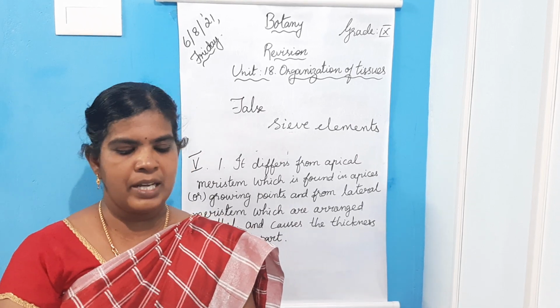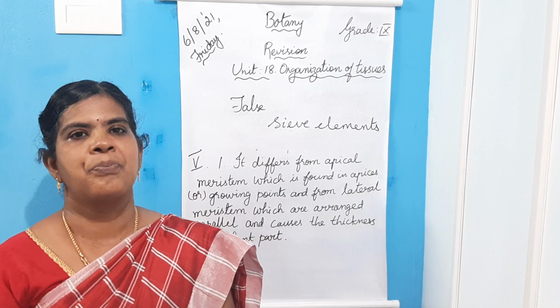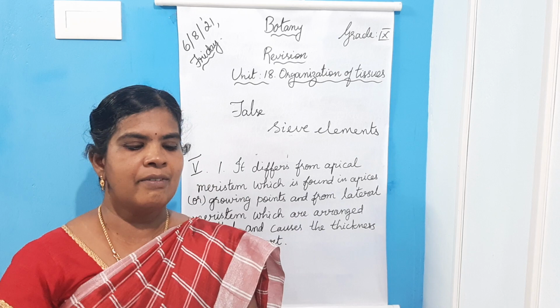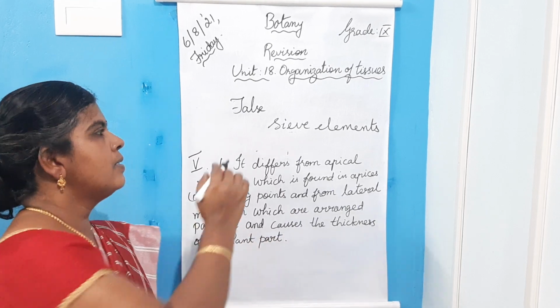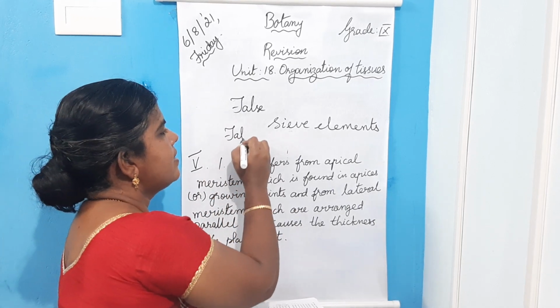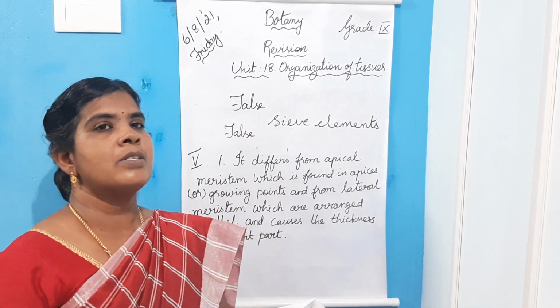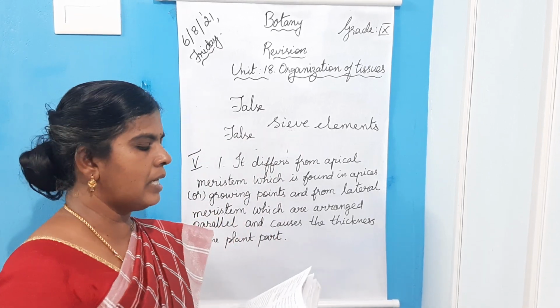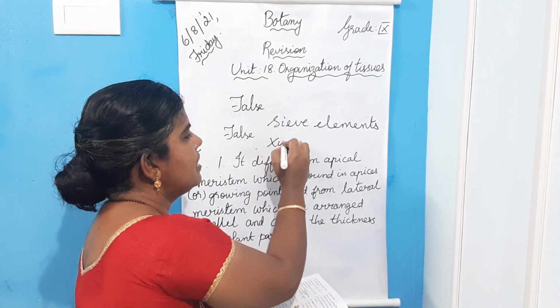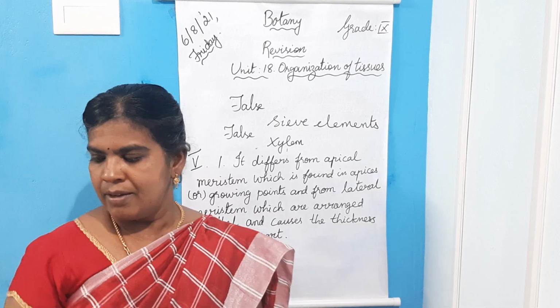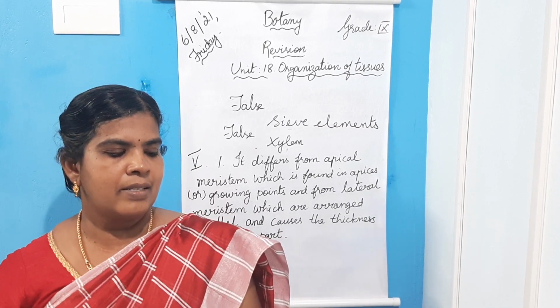Then, fifth question. Vessels are found in collenchyma. The given statement is false. So, you write the correct statement. Underline the term collenchyma, and instead of collenchyma, you write xylem. Vessels are found in xylem. Okay, children?